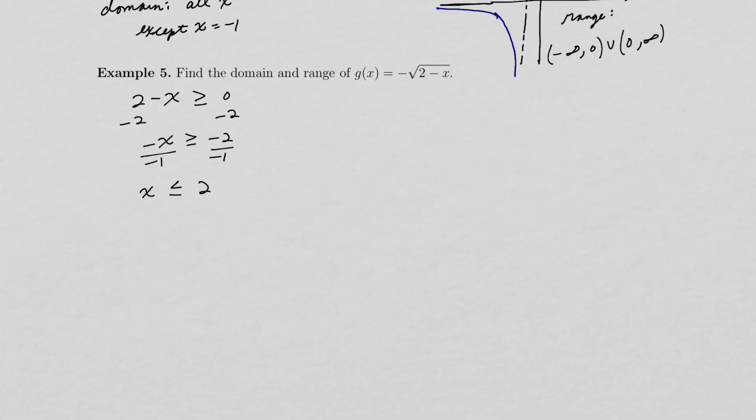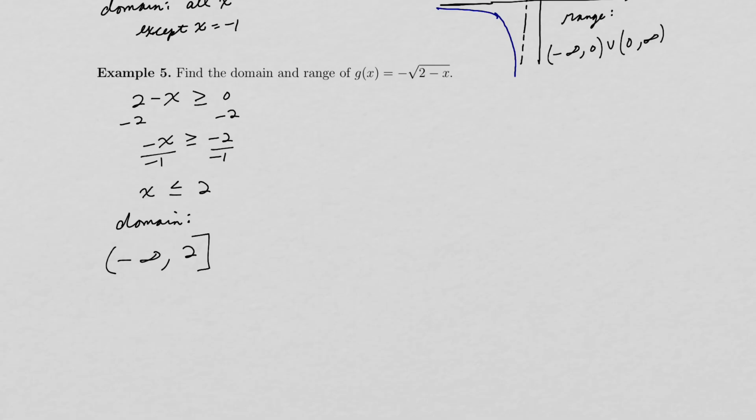Okay, so what does that mean? Well, in interval notation, that's going to be the domain. It can only be those x's, right? Any x that's less than or equal to 2 is fine. And in interval notation, I'd write that as -infinity to 2, including 2 in this case. Because if I plug 2 in, I'm going to have 2 minus 2 is 0. Square root of 0 is 0, and then -0 is still 0.